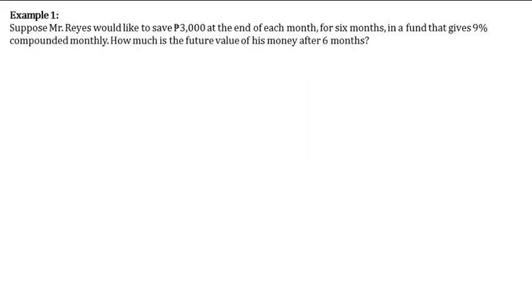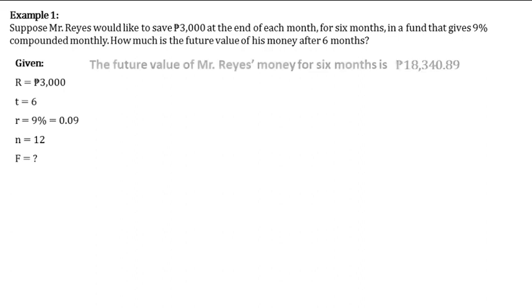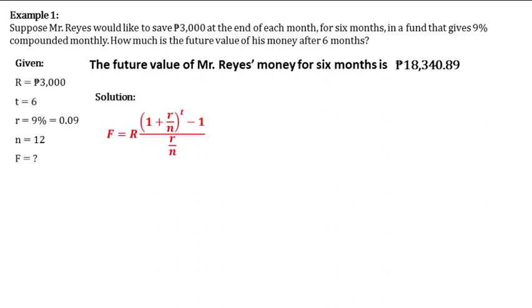So, balik tayo dun sa kaninang example. So, suppose Mr. Reyes would like to save 3,000 pesos at the end of each month for 6 months in a fund that gives 9% compounded monthly. How much is the future value of his money after 6 months? So, meron na tayong given. So, kung mapapansin nyo, yung P naging R. So, kasi yan yung naging periodic payment or monthly payment for 6 months. Then, sabi doon, ang answer daw ay the future value of Mr. Reyes' money for 6 months is 18,340.89. Tingnan natin kung yan pa rin yung magiging sagot after we use the formula.